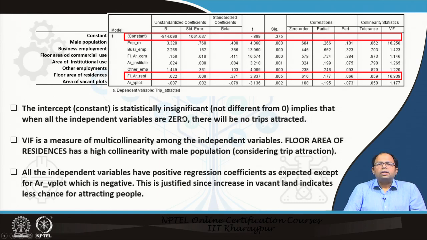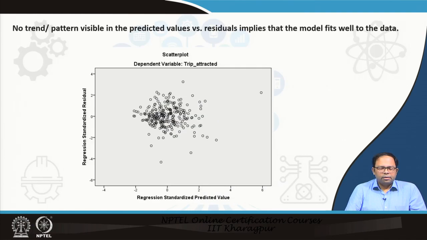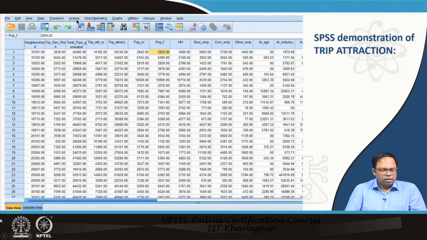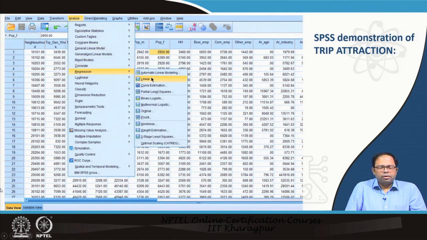So, this is how we can do regression using SPSS, and we can also do the final plot where we have plotted the residuals against the dependent variable. We see that there is no trend or pattern visible, and we can say that this implies that the model fits properly with this particular data. So, this is the video of this particular regression.